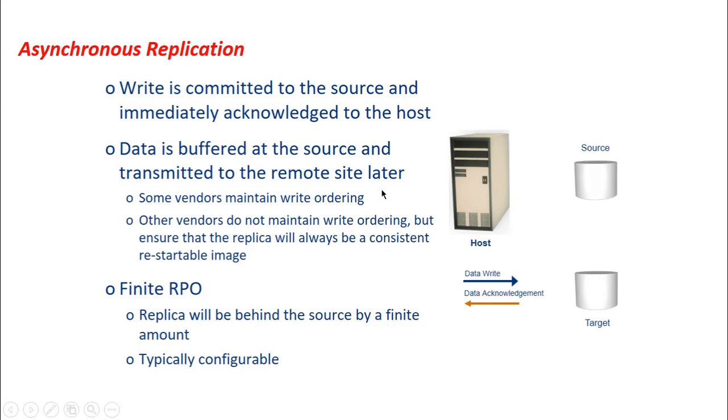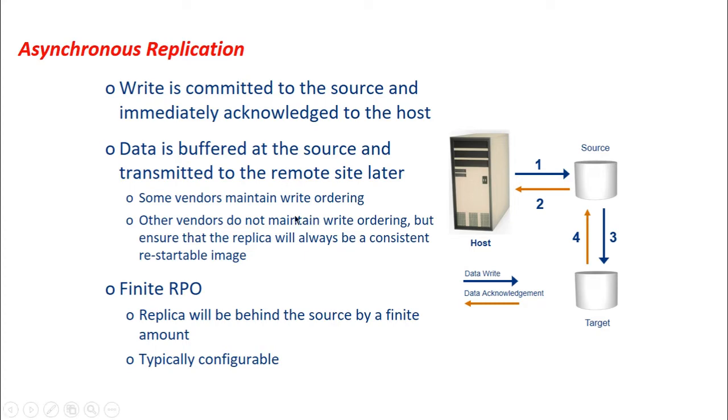Let us look at this simulation here. The host writes some data to the source. Immediately after writing to the source, it gets back a data acknowledgement. Data will be continuously buffered at the source and then transmitted to the remote site later. As we can see, after the acknowledgement has been given to the host, at some later point of time, data from the source will be written to the target and the source receives a data acknowledgement from the target.